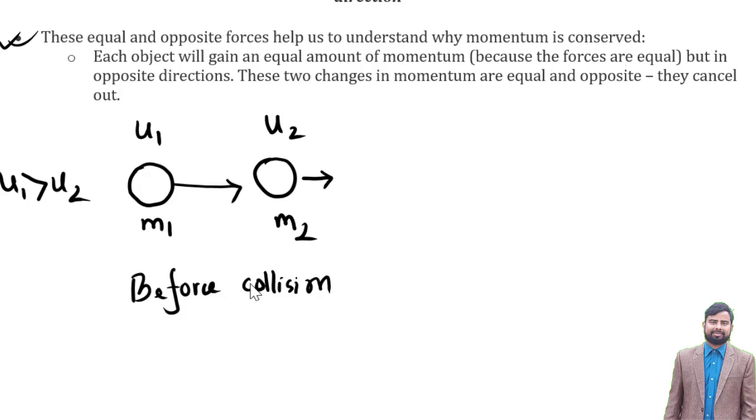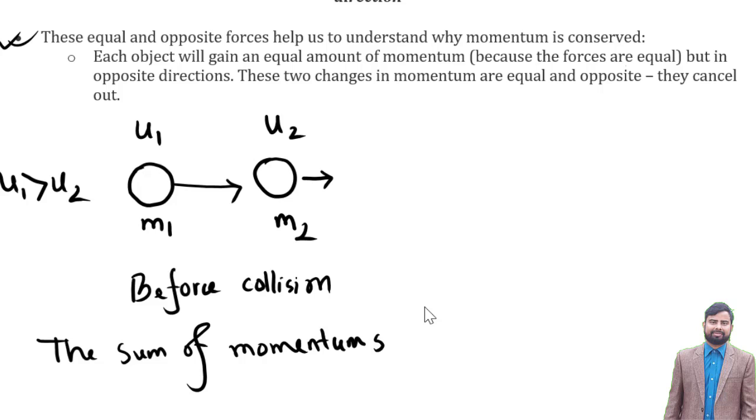So here, the total momentum, the sum of momentum before collision, is m1 u1 plus m2 u2. Why plus? Because they move in the same direction.